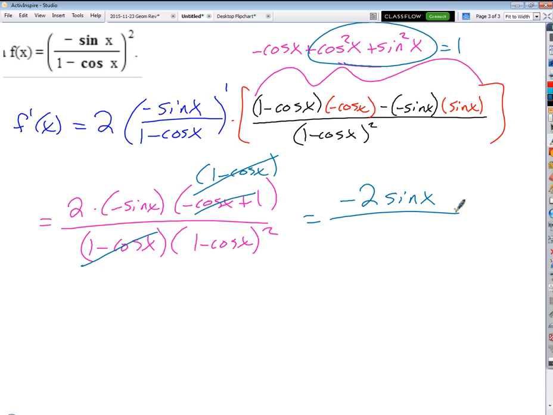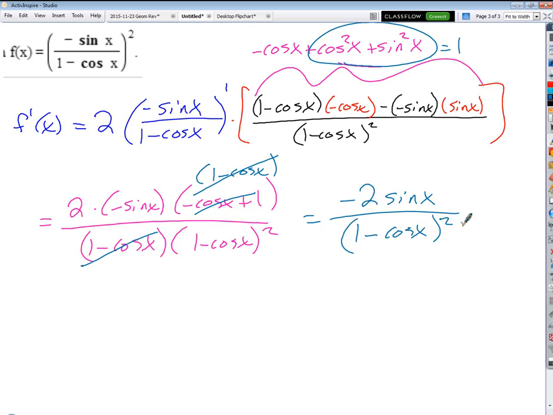Let me backtrack a little bit. How did I get the pink? This part is just directly brought down, the denominator of this big ugly fraction. All I did was simplify the numerator. This just becomes negative cosine x plus 1, which is really the same thing as 1 minus cosine x. And so I've got common factors, top and bottom, that can be canceled. I just end up with 2 times negative sine x, which is negative 2 sine x, over the quantity 1 minus cosine x squared.